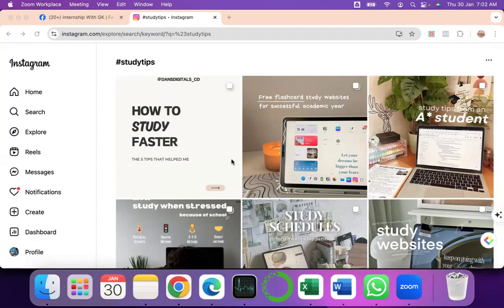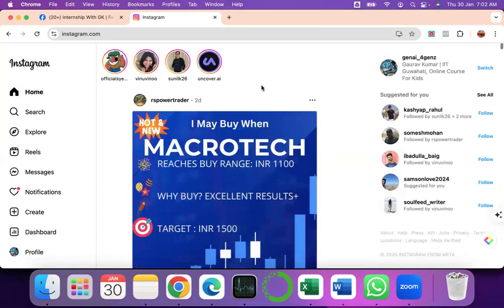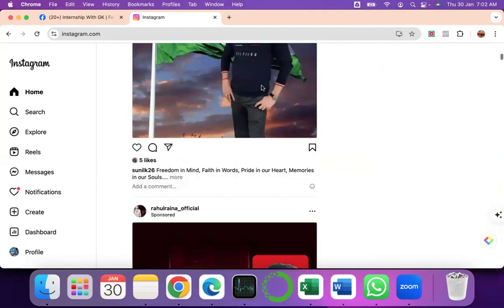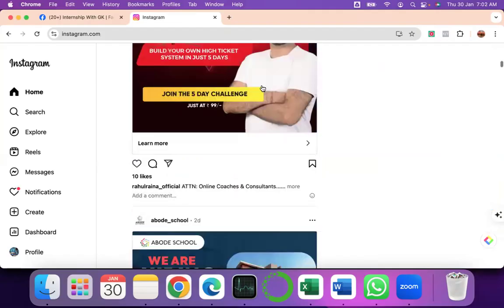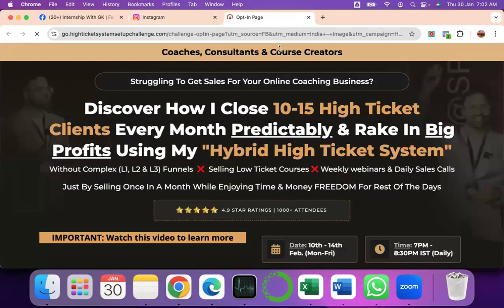Yesterday, we were taking a look at Instagram, and while doing so, we also explored a few posts on it. For example, we looked at this gentleman's post. We went to his landing page, and yesterday we also understood the difference between the landing page and the web page.